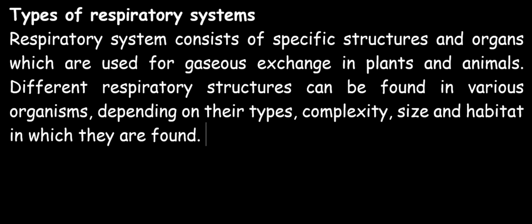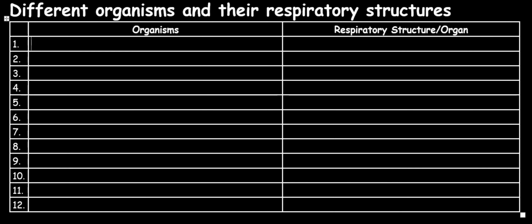We are going to be listing some of these organisms and their respiratory structure or organ. We do that in tabular form. So now we'll look at different organisms and their respiratory structure and organ. First of all, let's look at unicellular organisms like amoeba and paramecium. The respiratory structure or organ of these organisms is their body surface.